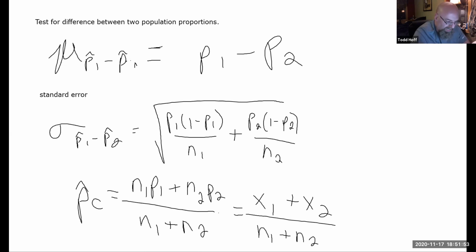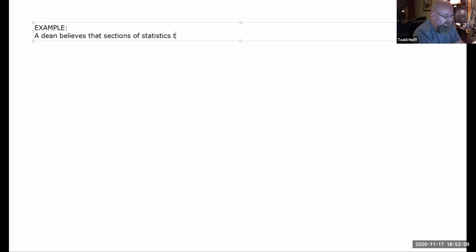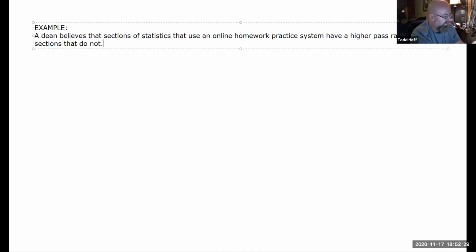Well, let's look at an example here. Let's get away from all the background information. So our example here, a dean believes that sections of statistics that use an online homework practice system have a higher pass rate than sections that do not.